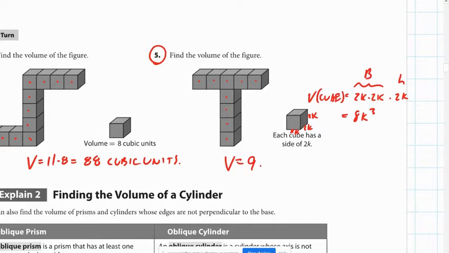2 times 2 times 2 is 8. K times K times K is K cubed. So the volume of one cube is 8K cubed. We have 9 of those all together. So 9 times 8K cubed is 72K cubed for our volume.